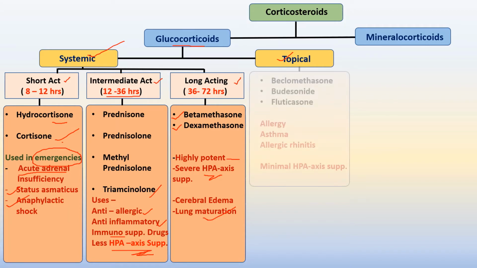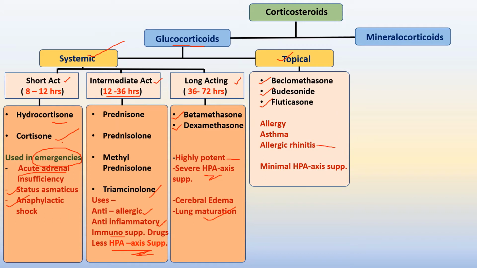Next, about the topical glucocorticoids. These include beclomethasone, budesonide and fluticasone. These drugs can be inhaled during asthma attack and also used in allergic rhinitis. It is also used in COPD and causes minimal HPA axis suppression.